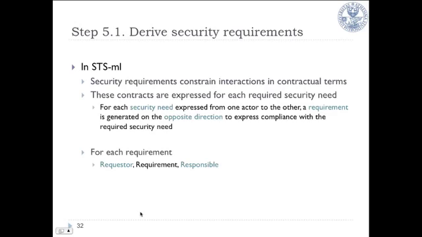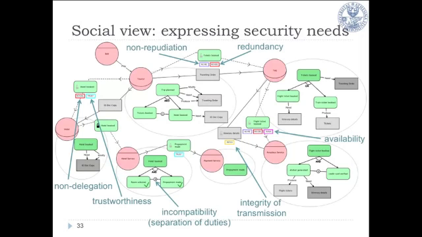So for each requirement we have a requester, the requirement itself representing basically the security need or the constraint that is expressed, and the responsible actor being the second one who will obey this constraint that has been specified. So for each security need that we have expressed from one actor to the other, a requirement is generated in the opposite direction from the responsible actor to express compliance with the security need that is being required.